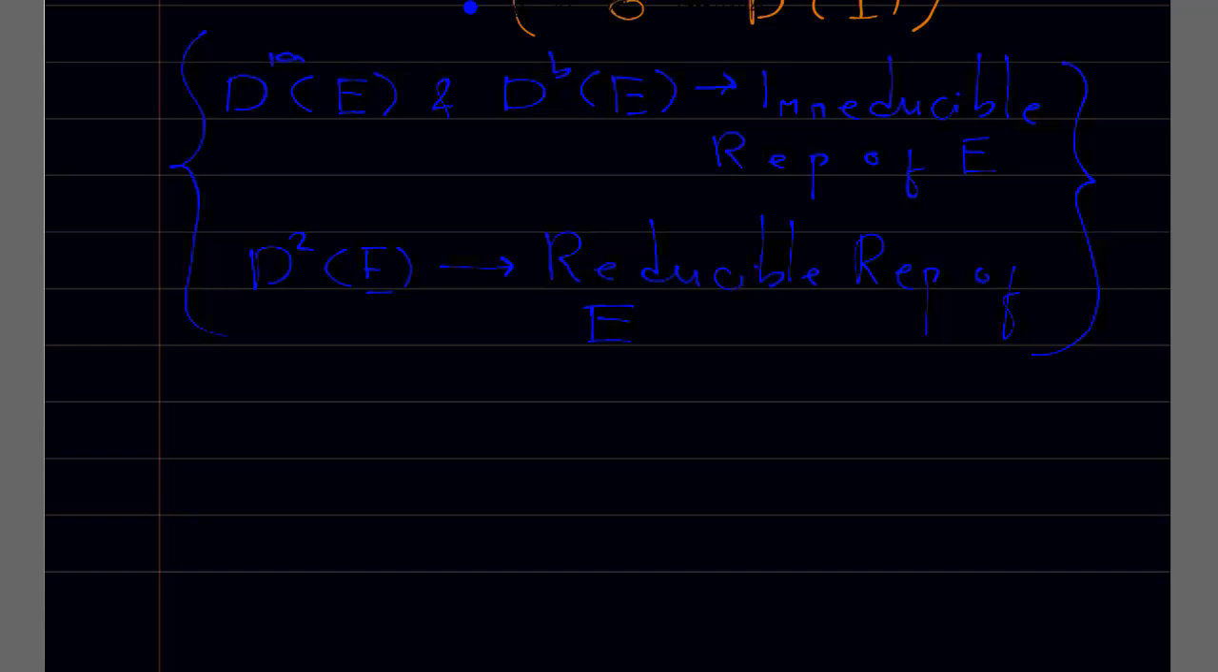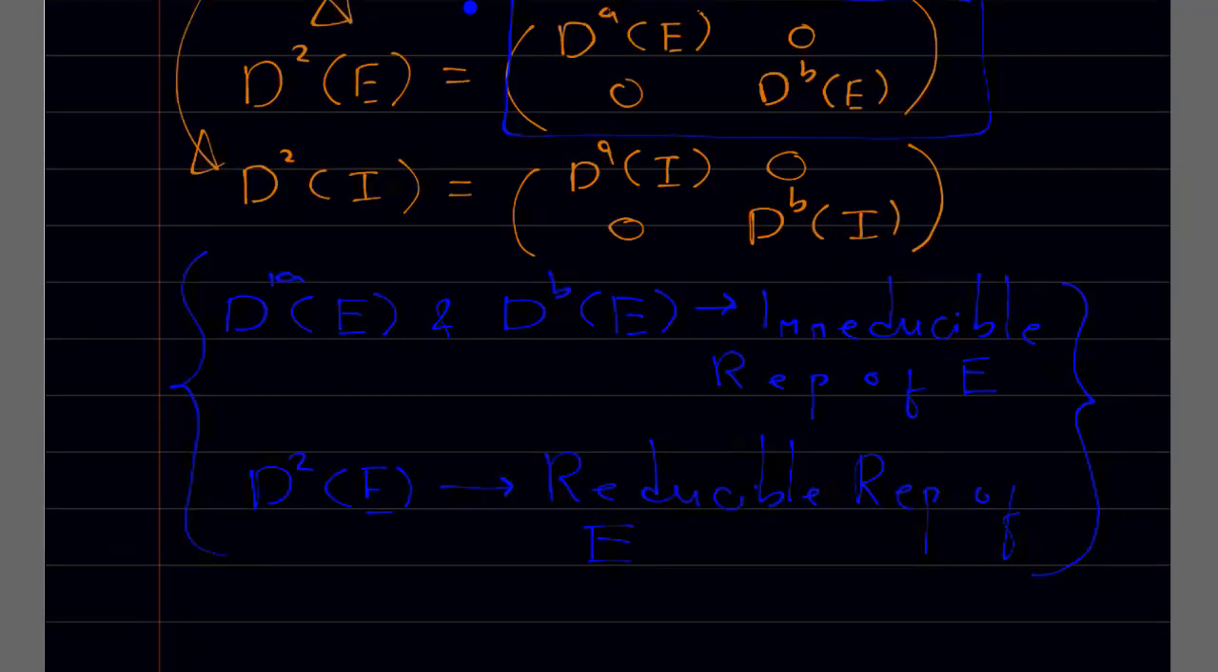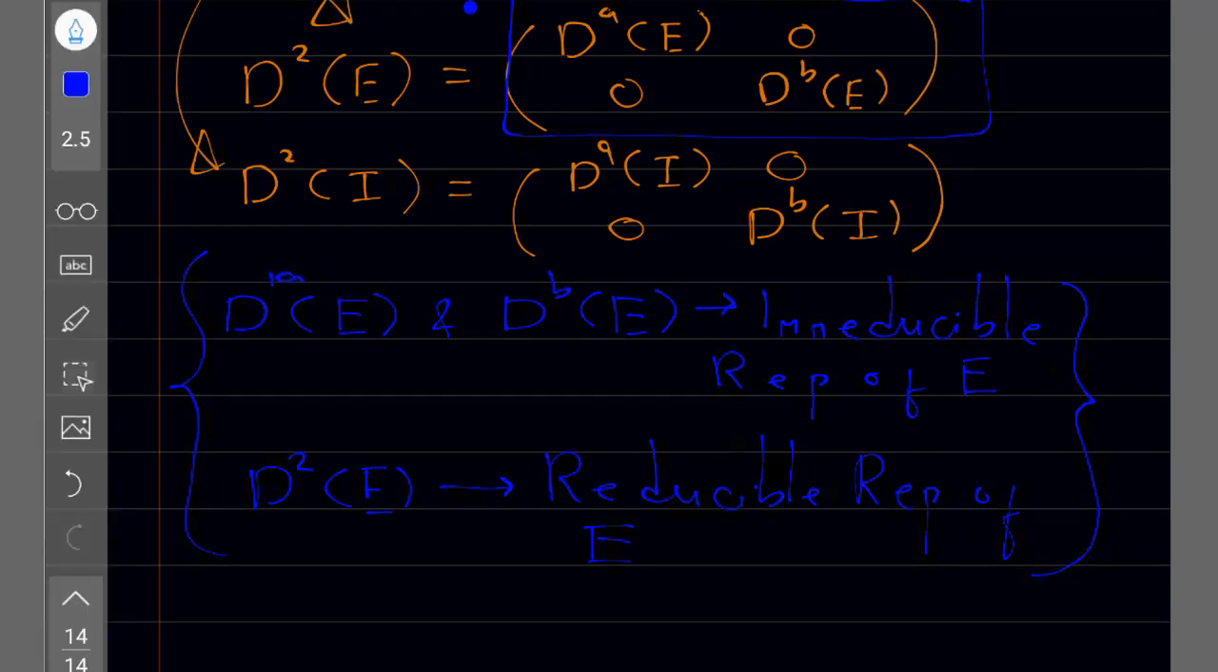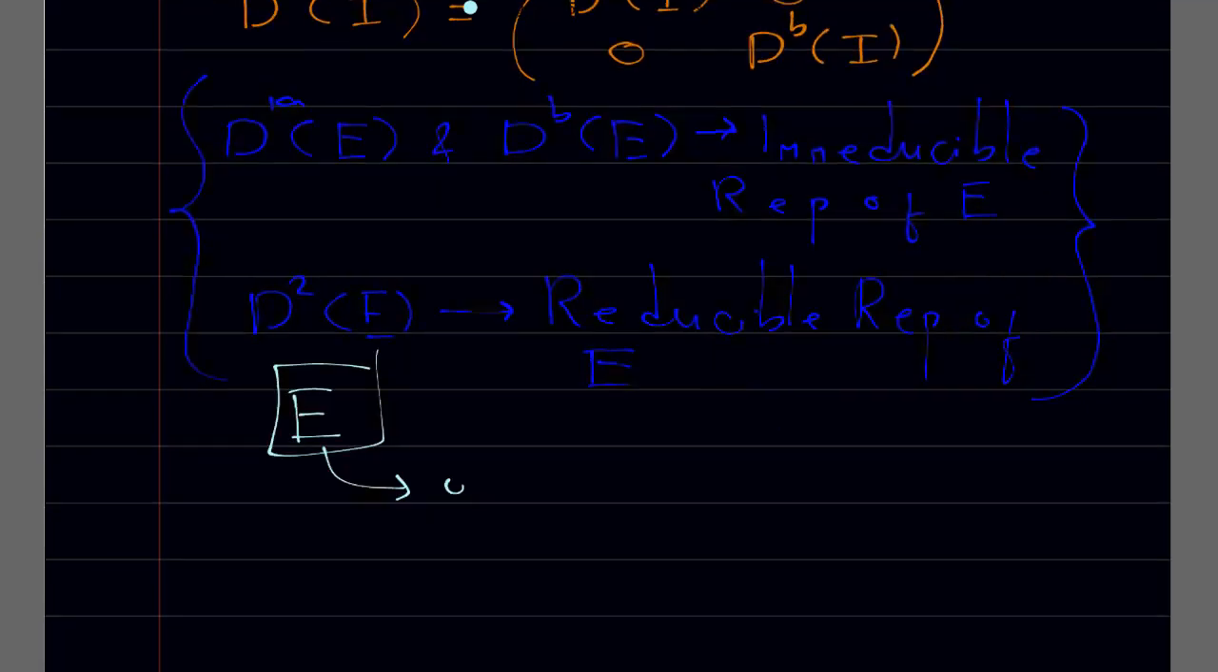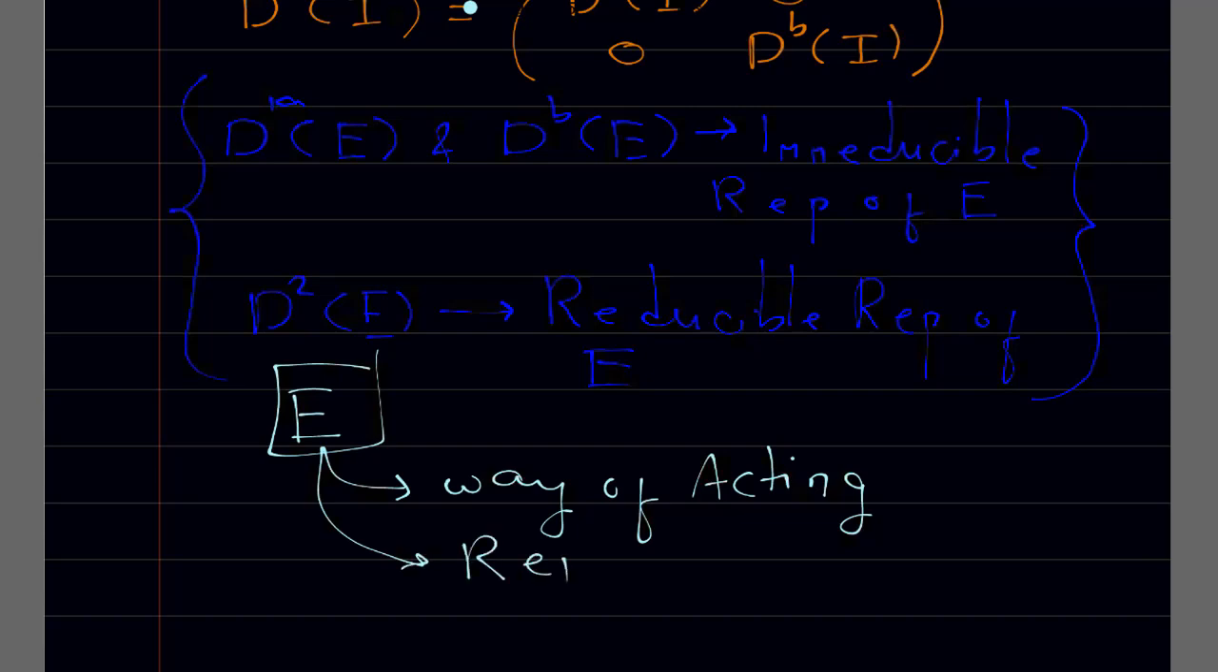Can you repeat your last sentences? I'm saying that, what is E? E is something that acts, it has a particular way of acting. It is a particular way of acting on objects. And depending upon what object you choose, you form a representation of E depending upon the basis.